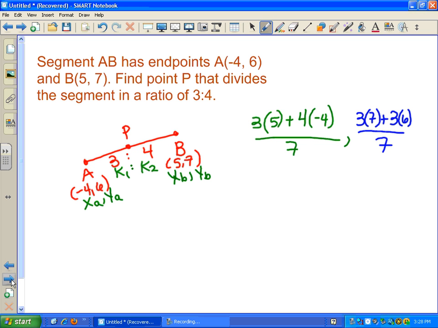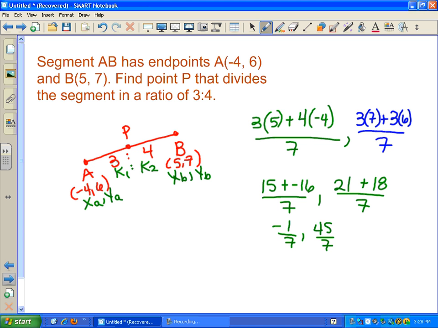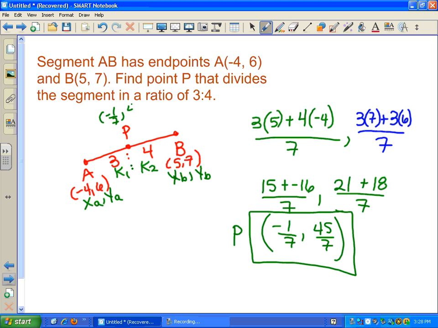So to simplify, I will end up with 15 plus negative 16 over 7, and then 21 plus 4 times 6 is 24, giving 45 over 7. Well, this will be negative 1/7, and this will end up being 45 over 7, and I can leave my answer as a fraction or a decimal, it doesn't matter. But here is point P. So point P, if I were to plot (-1/7, 45/7), that's going to split segment AB into the ratio of 3 to 4. And you can go ahead and check that with the distance formula, but there you go.